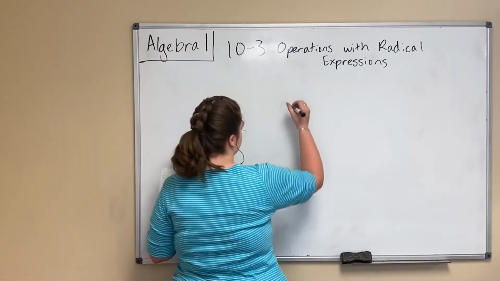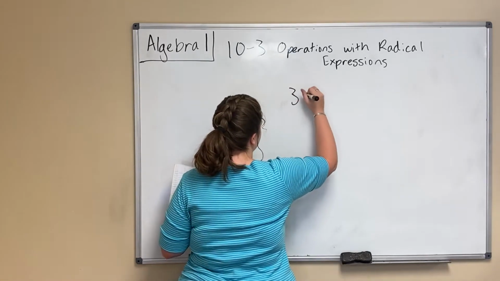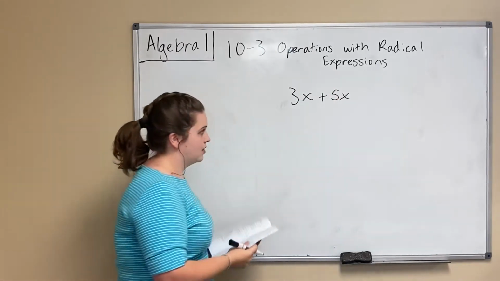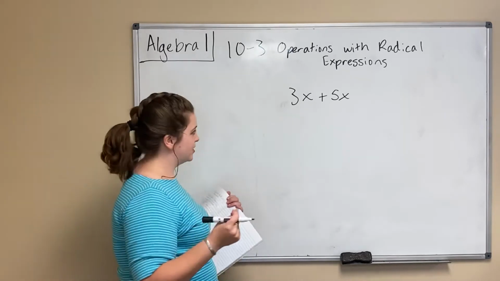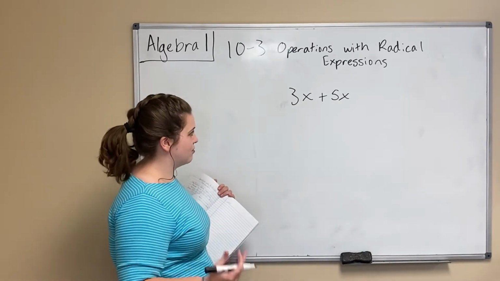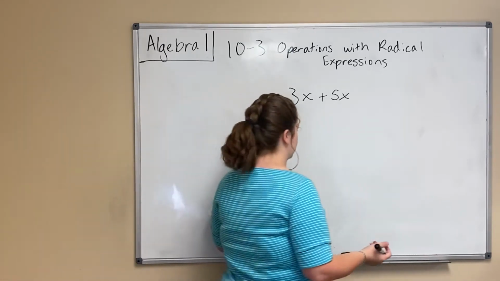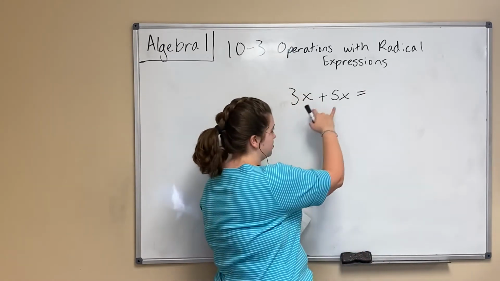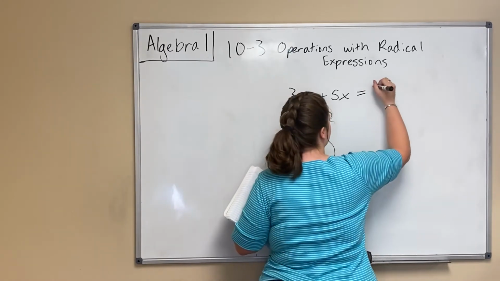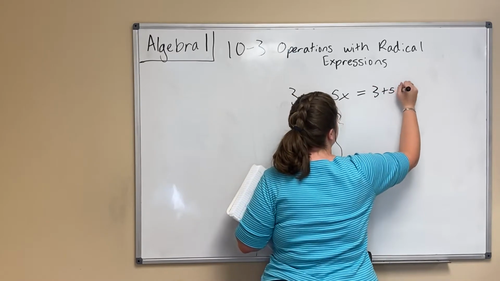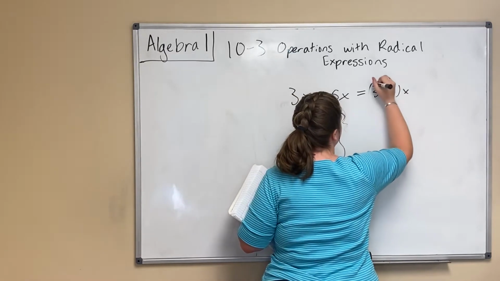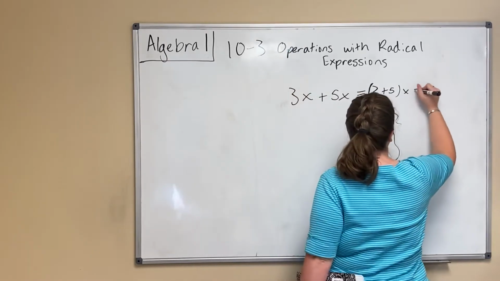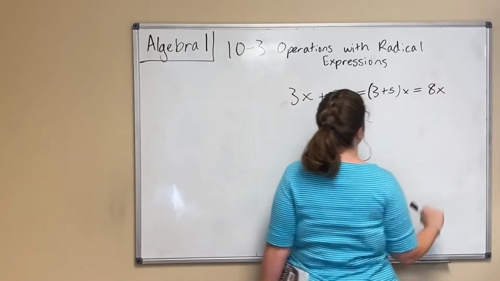Now you guys remember if I had 3x plus 5x. Hopefully that's been so ingrained in you how to do it, you knew it right off the bat. That is 8x. But what I'm doing functionally there, 3x plus 5x, is I'm saying 3 plus 5 times x. So 3x plus 5x equals (3 plus 5)x equals 8x.